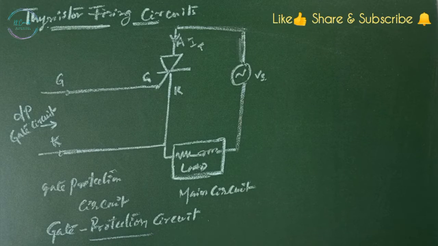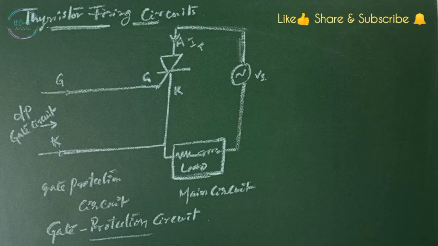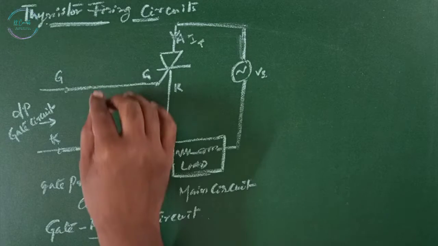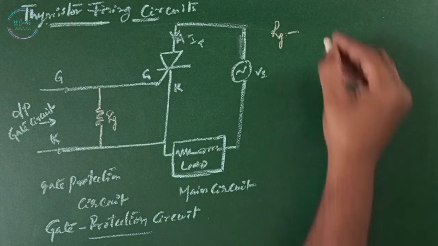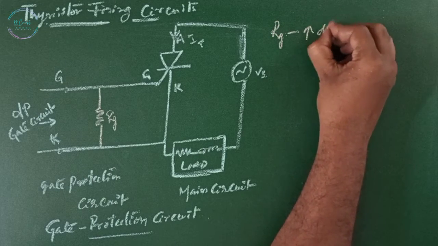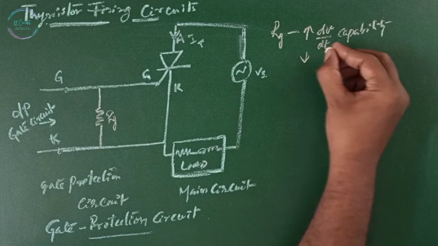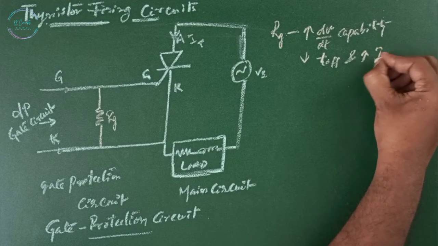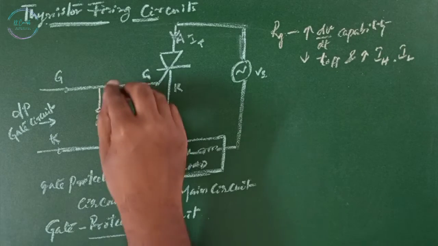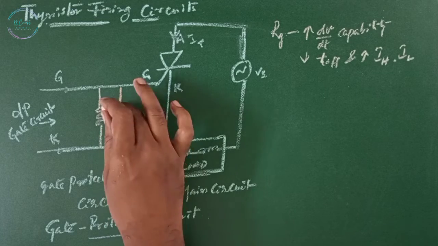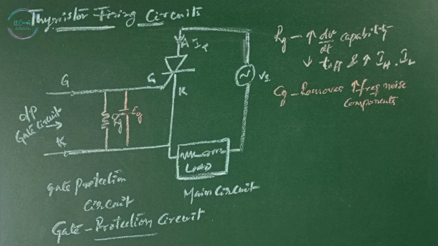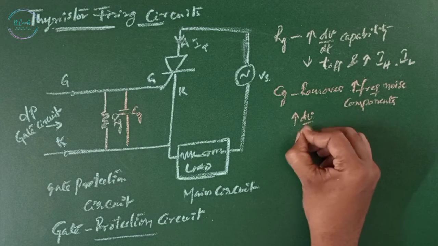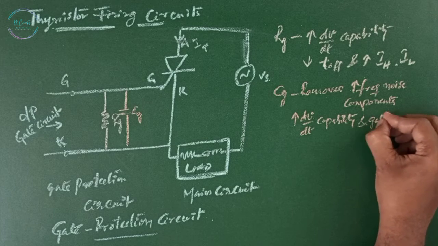Gate protection circuit. The output of the gate circuit is normally connected between the gate and cathode along with other gate protecting components. The resistor Rg increases dV/dt capability, reduces turn off time, and increases holding and latching currents. And the protective component capacitor Cg removes high frequency noise components and increases dV/dt capability and gate delay time.